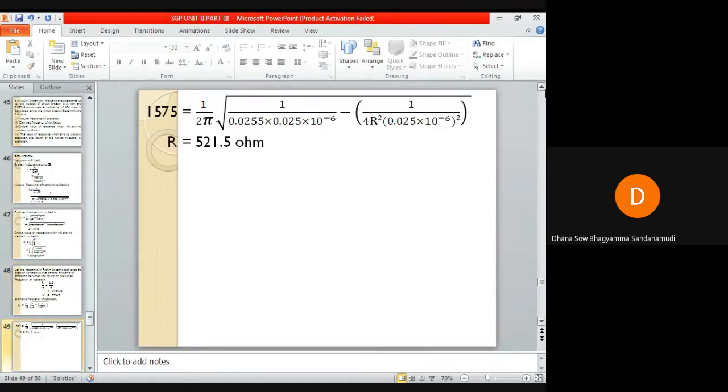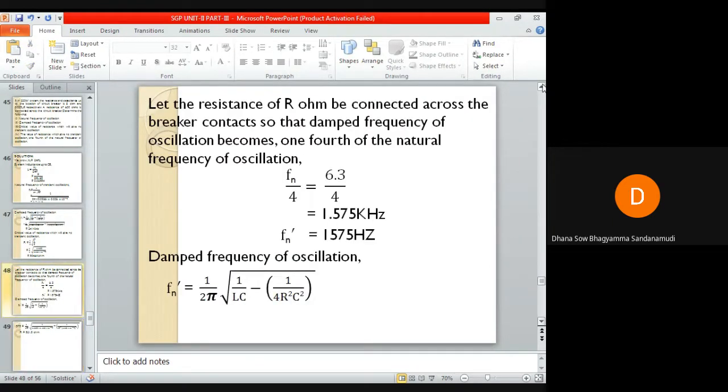So 1/4 of natural, 6.3 by 4, you will get 1.575 kilohertz. That is our damped frequency. For determining this R value, Fn dash is equal to 1575 hertz.